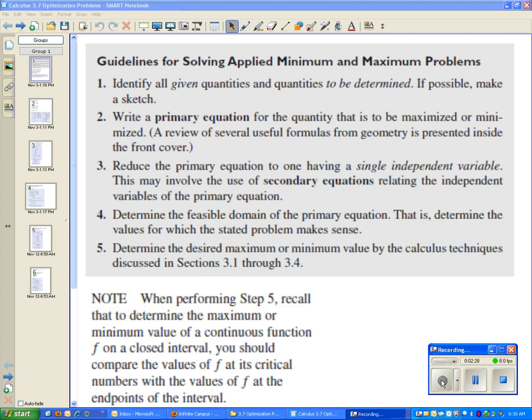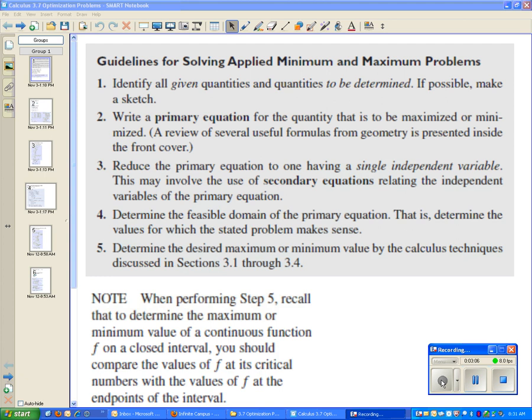Okay? Domain comes into play here because if you're doing an actual application, quite often you don't need negative numbers in your domain. Okay? If you're building something, you're not going to have a negative length of something, that kind of thing. Okay? So the domain comes into play. So determine whether or not you have a domain besides negative infinity to infinity. And then once you've done all this, the whole point is you're trying to find either the maximum or the minimum. The problem will state which it is you're supposed to find.